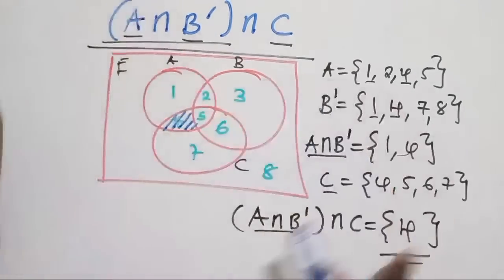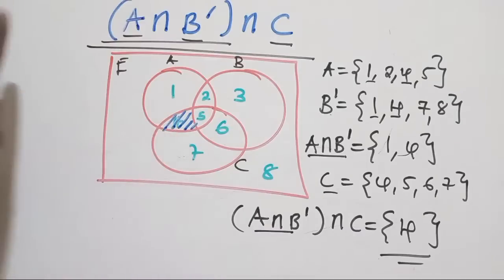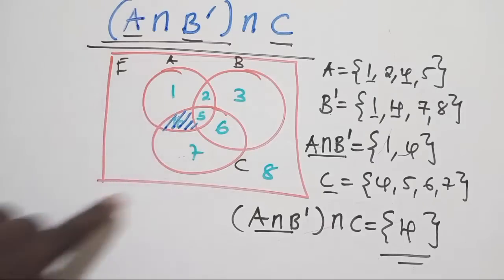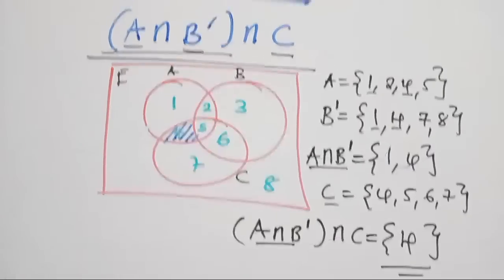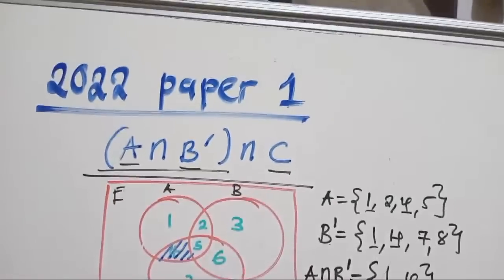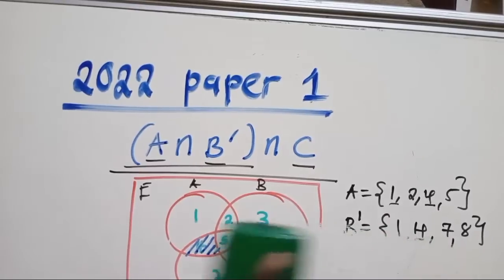You are working on a rough paper. Once you identify this region, go to the question paper, the answer sheet that they have given you, and shade where this 4 is. Just shade the region. Don't put the numbers. So that's how we work out this question. It's really very simple. Let's go to question five and see what we can get. Remember, we're on question four. We now go to question five.